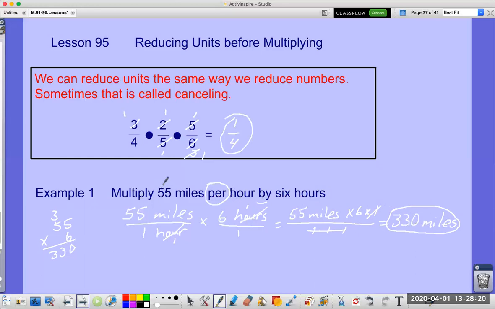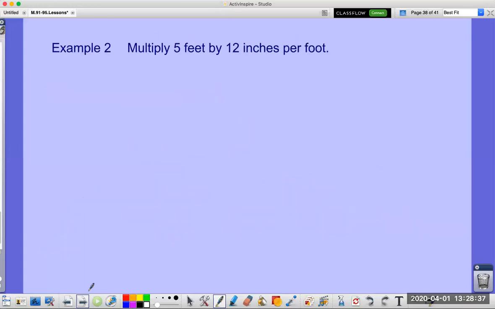That means if you're driving 55 miles per hour down the highway and you drive for 6 hours, 6 hours means you're going to go 330 miles. That's going to be how far you're going to go. Let's try another one here.